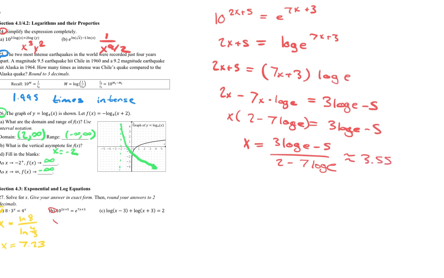So our exact form is x equals 3 log e minus 5 over 2 minus 7 log e, or x equals 3.55. And you probably could have approached it the other way by taking the natural log, and you should wind up with the same decimal, but your exact form might look a little bit different. But as long as you get the same decimal answer, you know that your exact form should be the same.